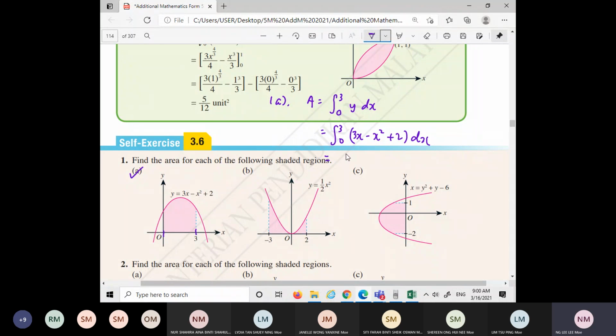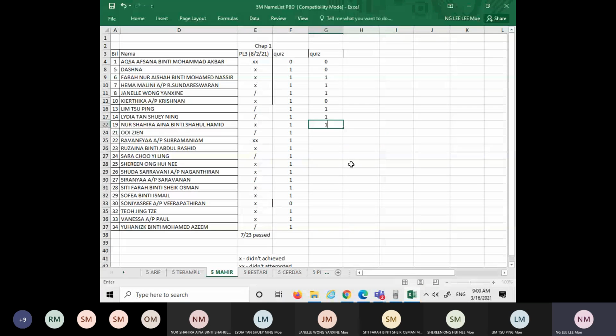Fast, fast, fast. 3x squared over 2, minus x cubed over 3, plus 2x. Okay, thank you. From 0 to 3. Then you just substitute, and then you will get the answer. So Shahira, I'll give you 1 mark also.